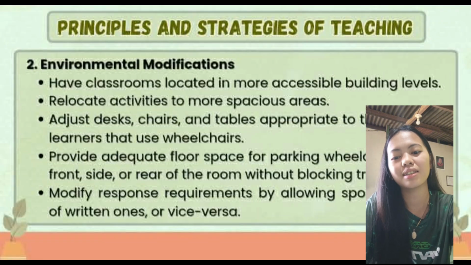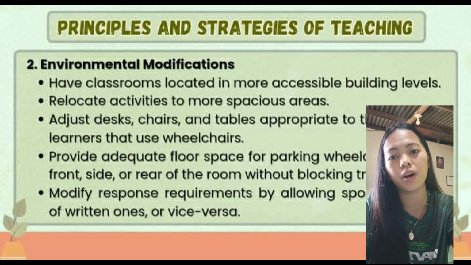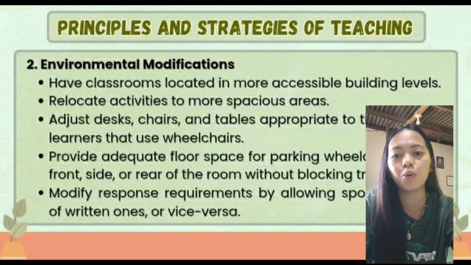So second is environmental modification. These are the structural or logistical changes to the physical environment to remove barriers. To promote inclusive education, we must remove barriers for our students, especially if they have a disability in moving and walking. First is accessible building levels. So locating classrooms on accessible levels.